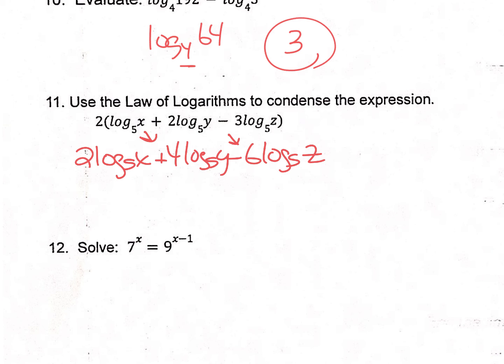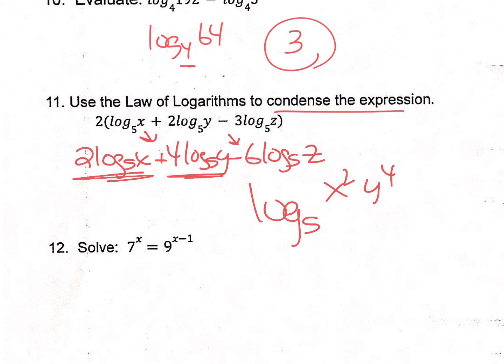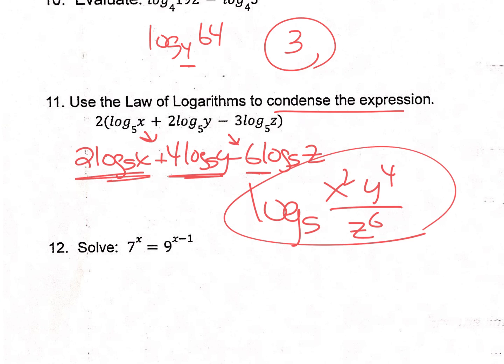When it says condense, it means make it 1 log. So I'm going to make one big log here. Log base 5 of x squared, because of the 2 in front of that one, times y to the 4th, because of the 4 in front of that one, plus the addition sign. Then it says minus, so it means divide z to the 6th, because the 6 is in front of the z. And there you go. We condensed it into 1 log.